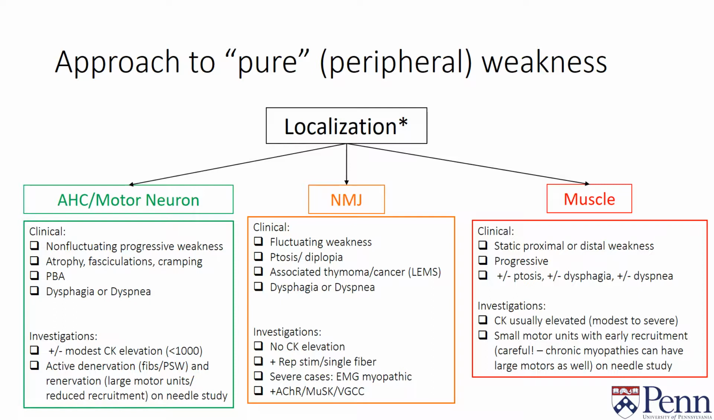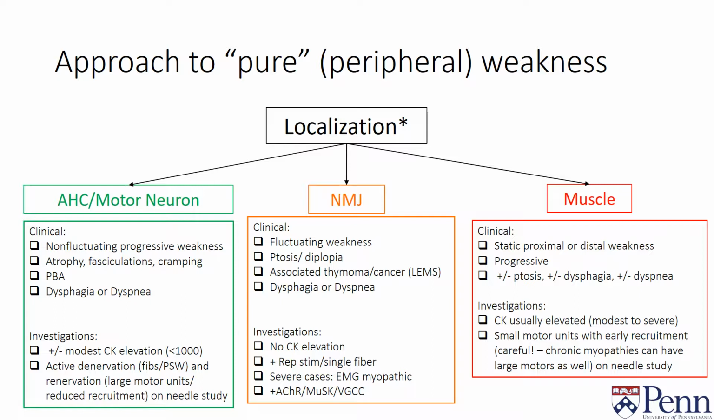The neuromuscular junction causes a characteristic pattern, typically of fluctuating weakness, although this may be less true in presynaptic disease. Ptosis and diplopia are often a feature of myasthenia gravis, a postsynaptic neuromuscular junction disorder. Associated cancer, particularly in older men with neuromuscular junction disorders, should be considered, and dysphagia and dyspnea are often features.